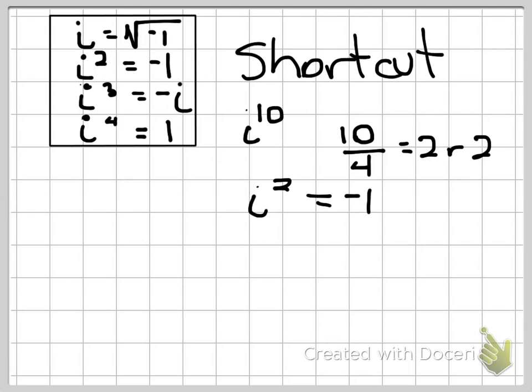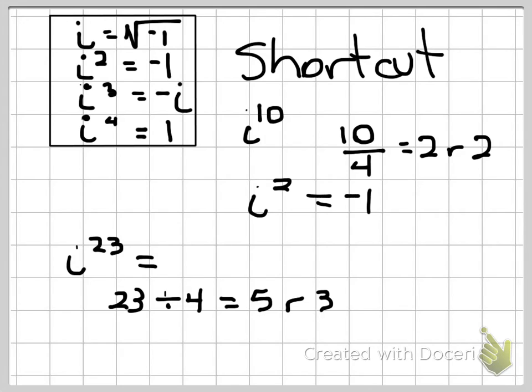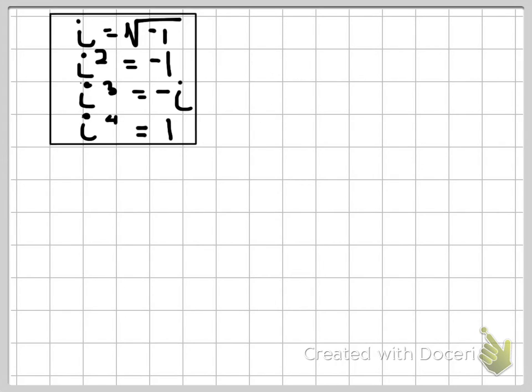Let's try it with something else. Let's try i to the 23rd. Well, we're going to take 23 and divide that by 4. We will not get a decimal value, but we'll have a remainder instead. 4 goes into 23 5 times with a 3 remainder. So we wind up with i to the 23rd is really equivalent to i to the 3rd. And what is i to the 3rd equal to? Negative i. So it's a quick and easy way to get our answers.